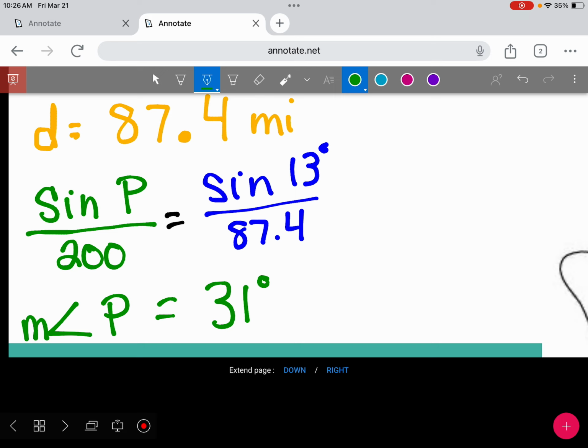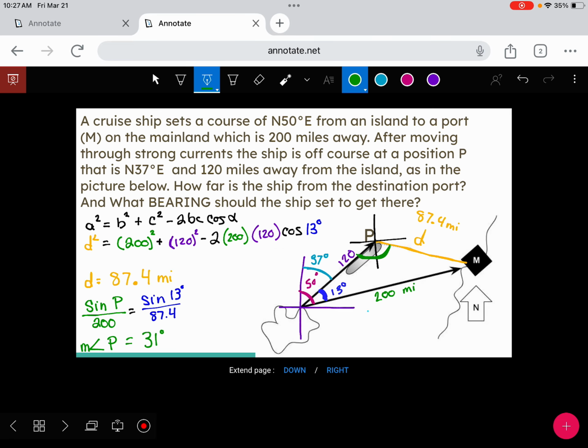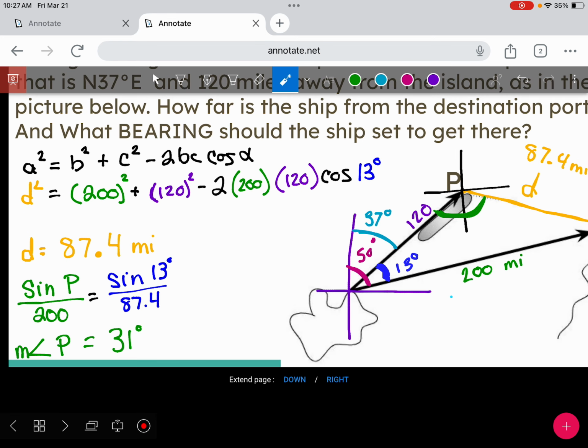Because what other option is it going to have? 149. Yeah, because this should not be an acute angle right here. They did not go that far off course. So our obtuse angle is going to be what we need here, because we also have this kind of stuff. We know there's going to be angles inside here that we need to work with.